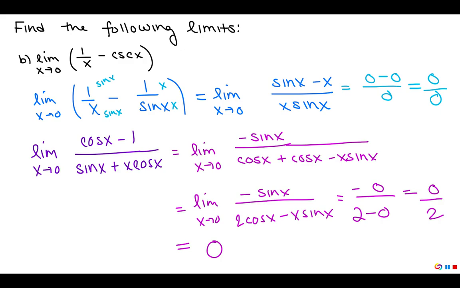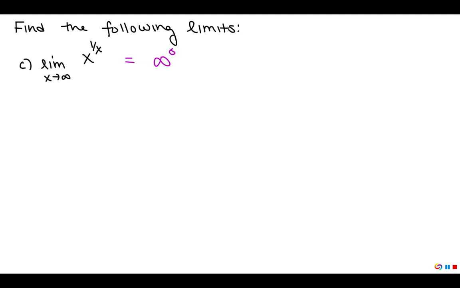So when we have the products and the differences, the goal is to rewrite them as quotients. And then we can use L'Hopital's rule as many times as we need to. Now, what about when we have these exponential functions? I guess technically it's not an exponential function, but a function that has some kind of exponent. So limit as x goes to infinity of x to the 1 over x. If I try plugging the infinity in, I end up getting infinity to the 0. And so I don't know what that is.